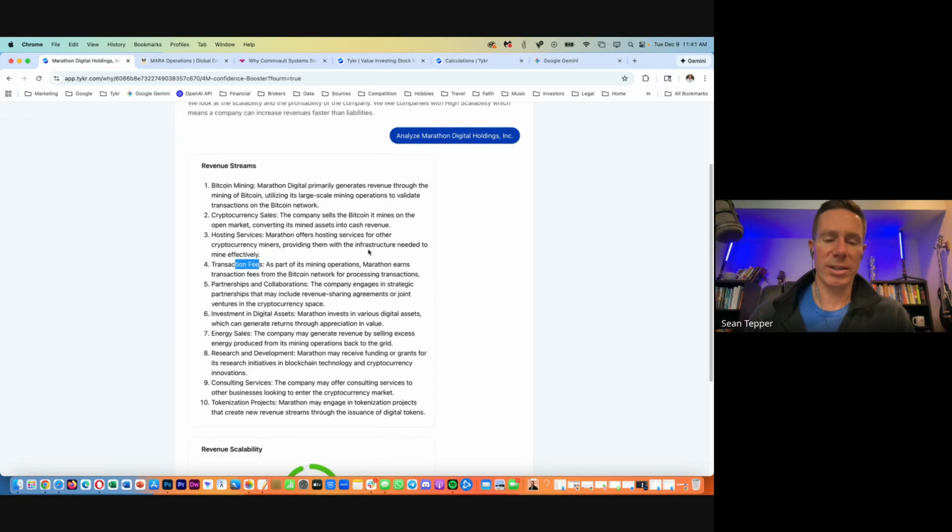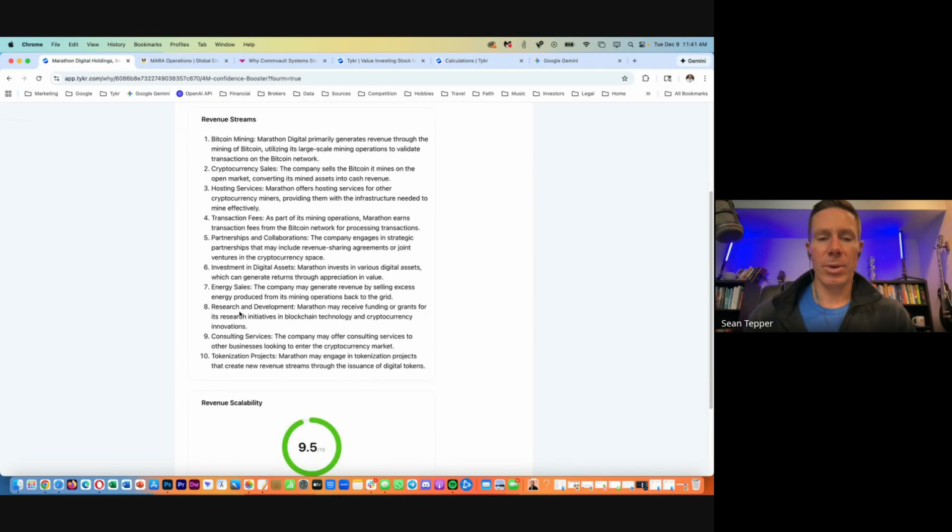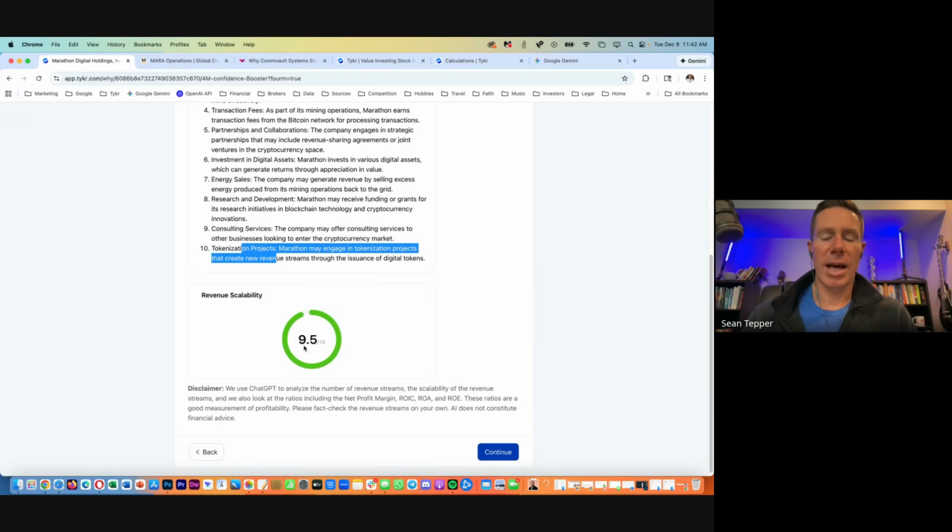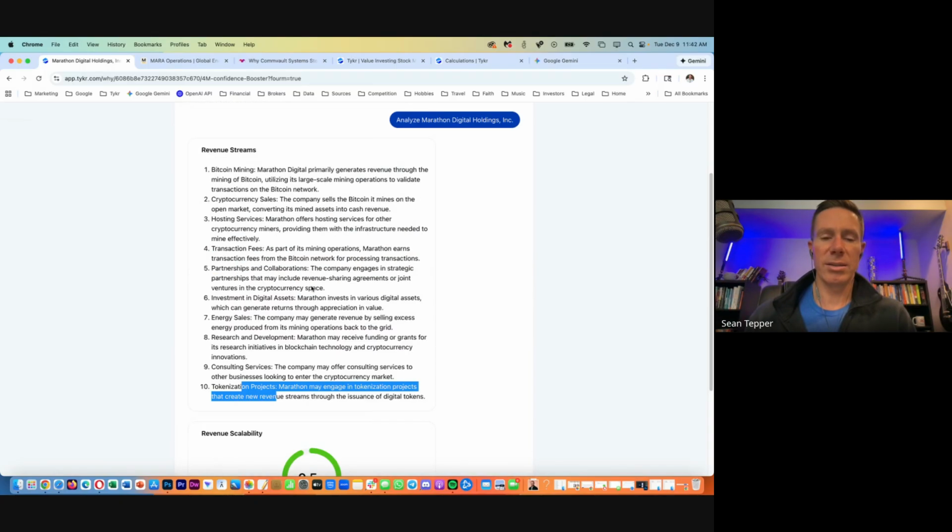Transaction fees. That's always you think of like payment tech businesses. Transaction fees are an easy win. Partnerships and collaborations. Yeah. Investment in digital assets. Energy sales, company may generate revenue by selling excess energy produced from its mining. That's interesting. Okay. Research and development, consulting services, and tokenization products. Wow. A lot of revenue streams within. This is really good to know.